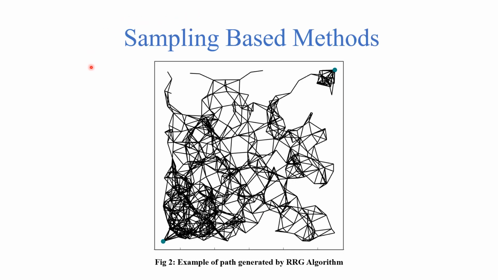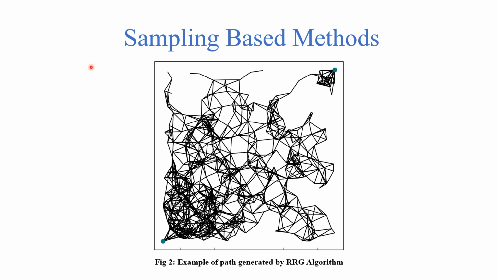Now, this figure here shows an example of a path that is generated by the RRG algorithm. What we can see here is that we have actually abandoned using a tree and started using a graph, which gives us more ability to navigate more complex paths.